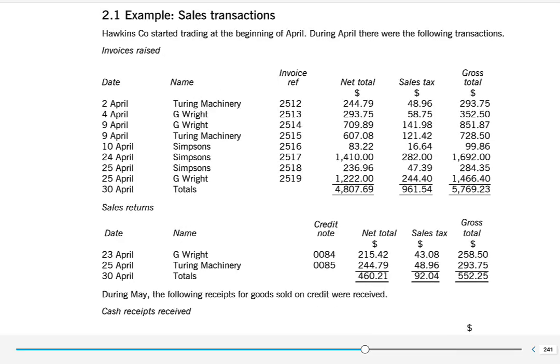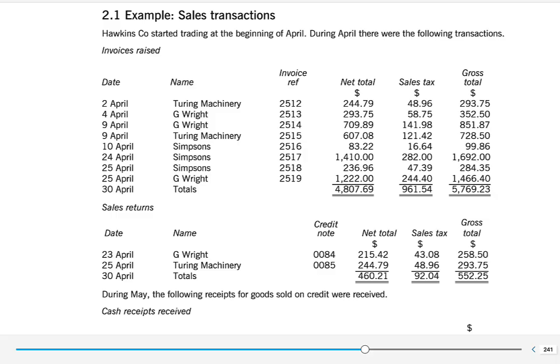Class. Now we do section 2.1, the example, sales transactions. This example can feel busy at first because the book is showing you 3 different things happening across 2 months, and then it shows the solution inside the general ledger. So I will slow it down and turn it into a clear classroom method. First, what the question data is giving us.